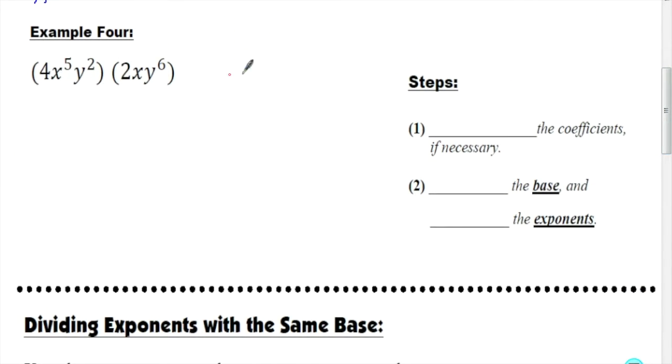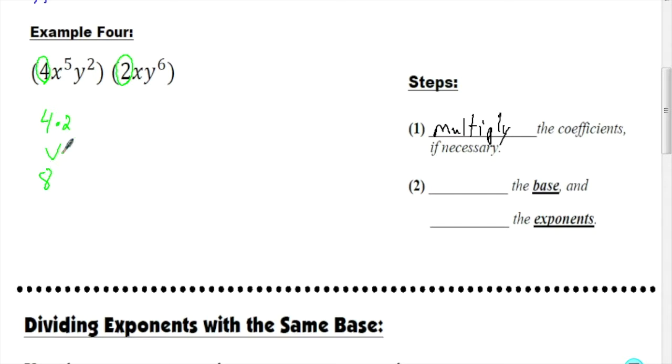So example 4, a little more complex. We have some steps for this. The first thing we're going to do is multiply the coefficients. Remember, our coefficients are our values here, and we're going to use green for them. There are our coefficients, 4 and 2. Those are the whole numbers in front of our variables or sets of variables. We bring them together and multiply them. So we have 4 times 2, and that's going to give us 8.